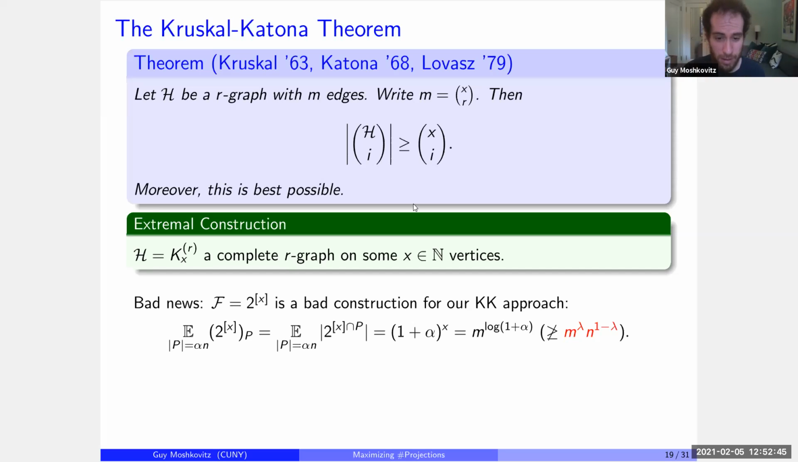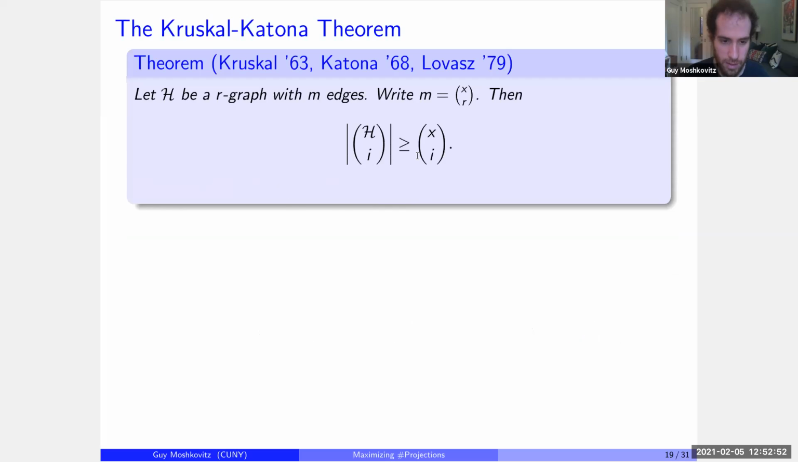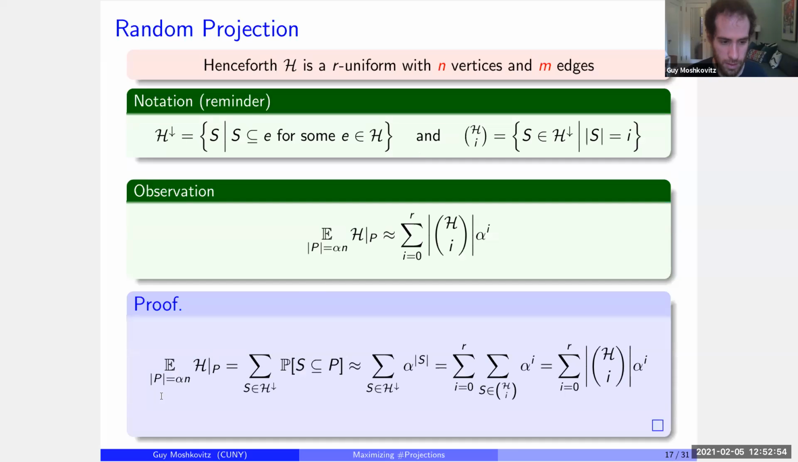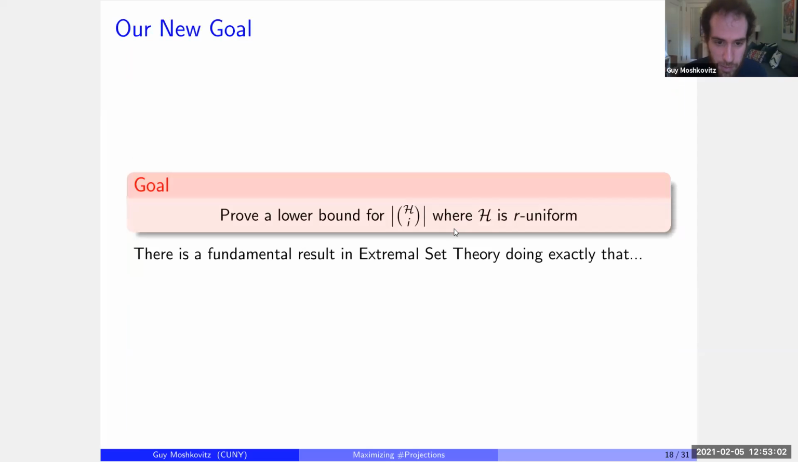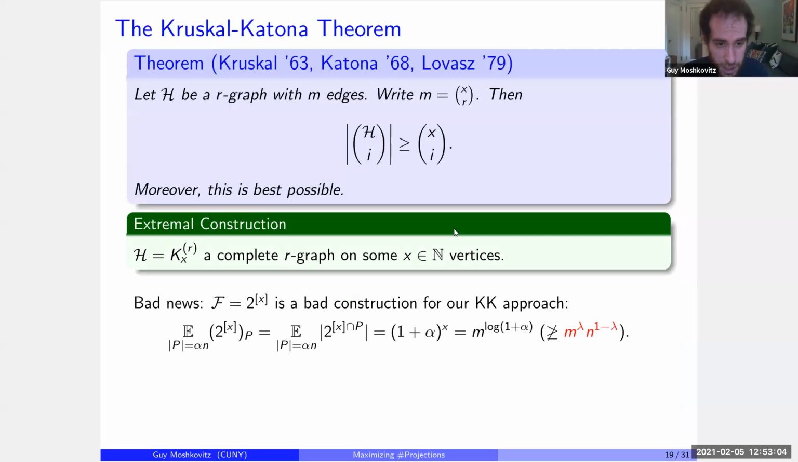But actually, if you think about it, if you take the bound in Kruskal-Katona and you plug it into that expectation that we saw in the previous slide, and you plug it in here, then you actually get a pretty bad bound. And that's disappointing because this bound is best possible. And actually, there's a way to see why our approach of reducing to Kruskal-Katona is doomed.